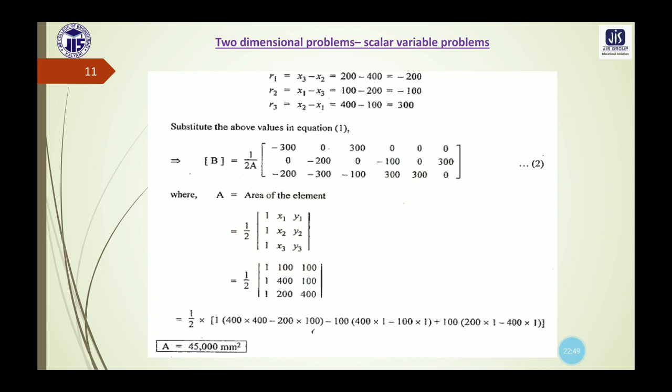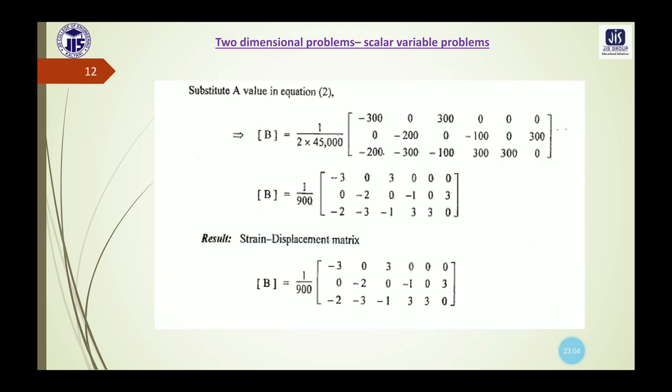Next we found the area of the triangular element, and for that we used this formula, which is half multiplied by a 3 by 3 matrix. From that we performed the matrix multiplication, and finally calculated the area. Then we entered the area in the formula of the strain displacement matrix, and finally calculated the strain displacement matrix value. Okay, so this is the procedure to solve such numericals based on the CST element.